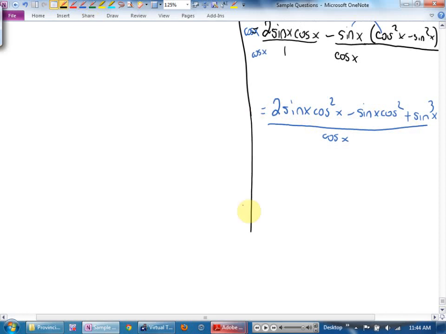Factor out a sine? Okay, don't quite know where we're going. Sine x, and I'll have left cos squared plus, oh, look at that. Why is that so nice? What equals 1? You mean this whole thing is sine over cos? It's tangent?